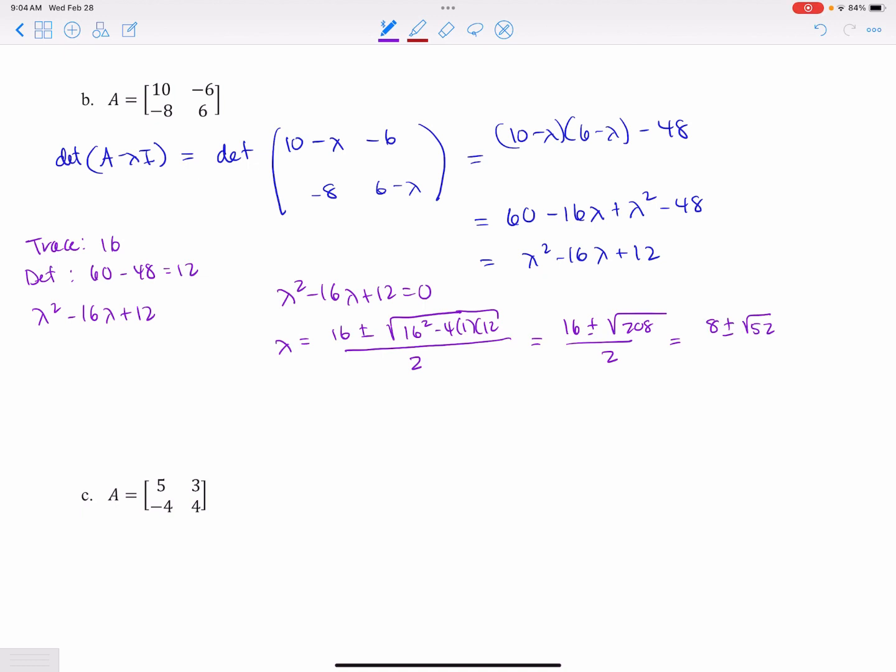So notice I have two distinct roots. I have 8 plus root 52 and 8 minus root 52. I also want to notice that those are both real numbers.